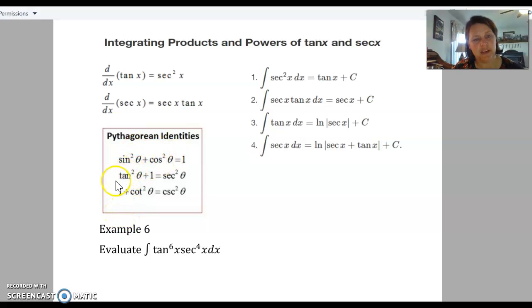And our Pythagorean identities. So we talked about them before. We've got tangent squared theta plus 1 equals secant squared theta. We can rewrite either one of those. So that's in terms of secant squared theta. We can also subtract the 1 from both sides and solve for tangent squared theta if we need to. Okay, so let's go on to example 6.